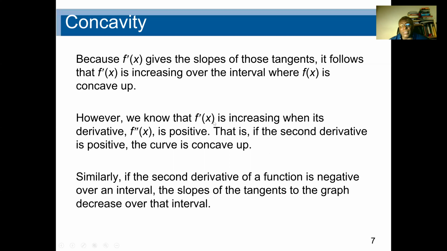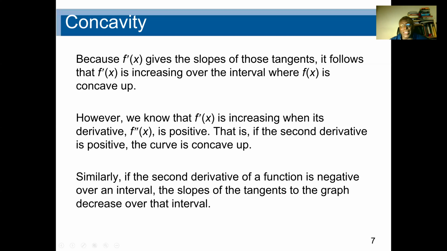However, we know that the first derivative of f at x is increasing when its derivative, the second derivative of f at x, is positive. Thus we may say that the second derivative is positive if the graph is concave up. So this is how we find the concavity of a graph. We always have to take the second derivative.